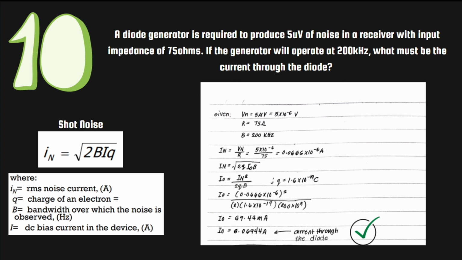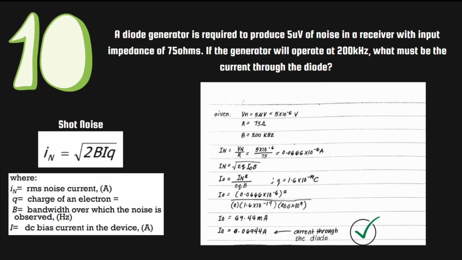So in the last problem, a diode generator is required to produce 5 microvolts of noise in a receiver with input impedance of 75 ohms. If the generator will operate at 200 kHz, what must be the current through the diode? Here we will use the Schottky noise equation, denoted by I sub n. I sub n is the RMS noise current in amperes, and that will be equal to the square root of 2 times the bandwidth over which the noise is observed in hertz, times the DC bias current in the device in amperes, times the charge of an electron. So the given is the noise voltage, the resistance, and the bandwidth.